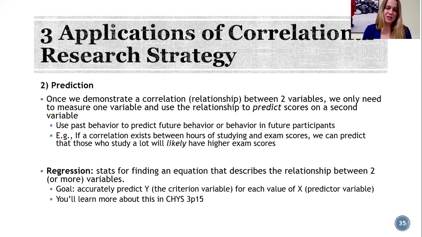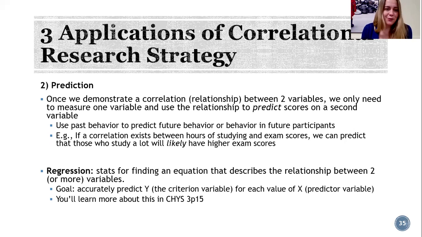Another great application of correlational research is it allows us to make a prediction. So once we demonstrate that there's a correlation, a relationship between two variables, in the future, we only need to measure one of those variables to make a prediction about what the person's score on the other variable might be. So this allows us to use past behavior to predict future behavior or behavior in future participants.